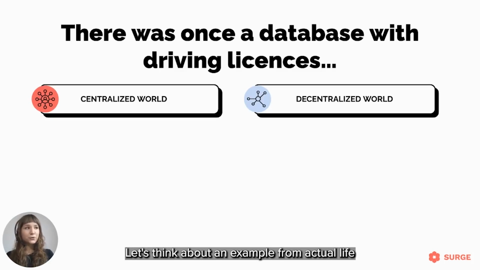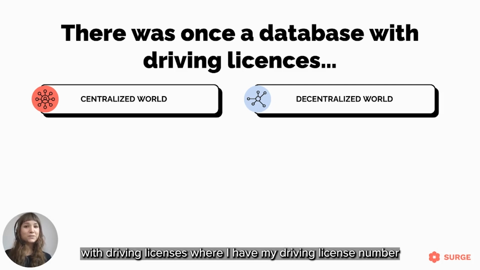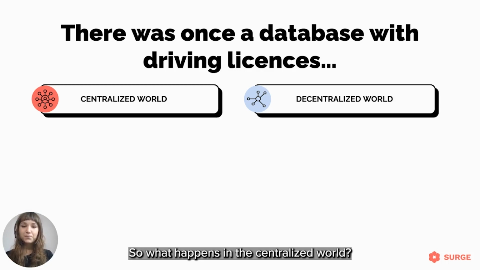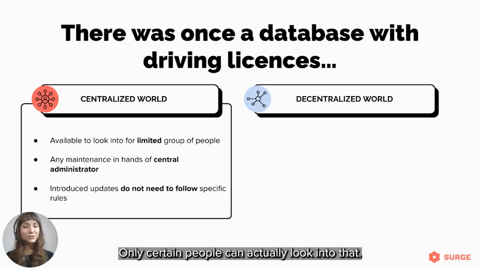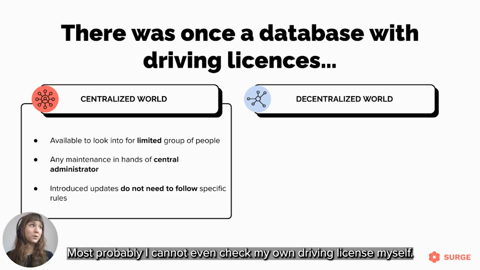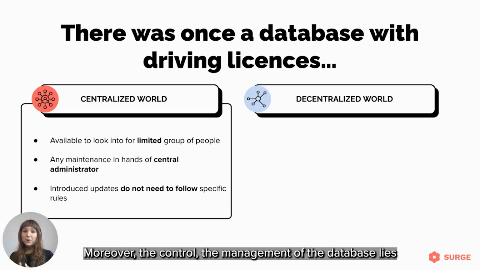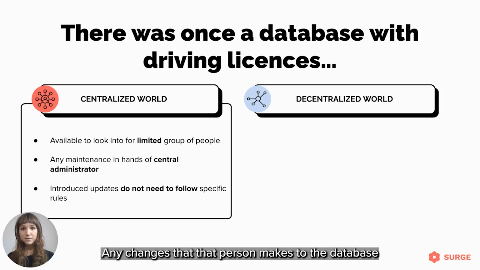Let's think about an example from actual life. What we will look at is a hypothetical database with driving licenses where I have my driving license number and probably also you have a driving license number in. So what happens in the centralized world? Only certain people can actually look into it. Not everyone is allowed to see what is in that database. So I cannot see, for example, your driving license. Most probably, I cannot even check my own driving license myself. Moreover, the control, the management of the database lies in the hands of some administrator, usually just one person. Any changes that that person makes to the database do not really have to follow any specific set of rules.